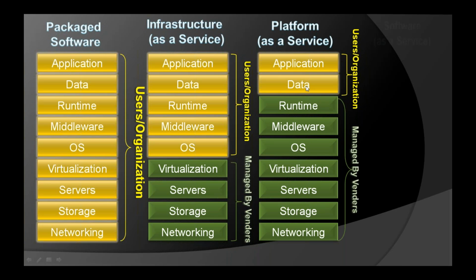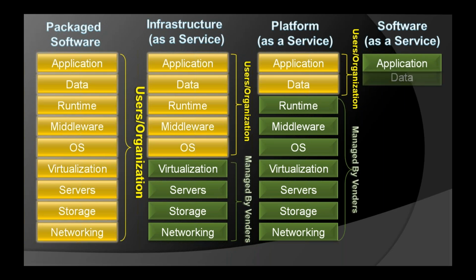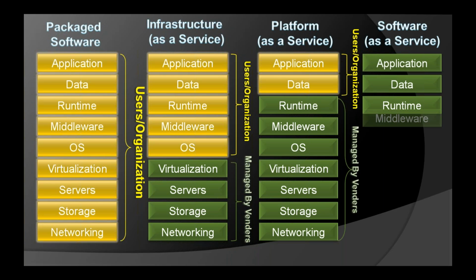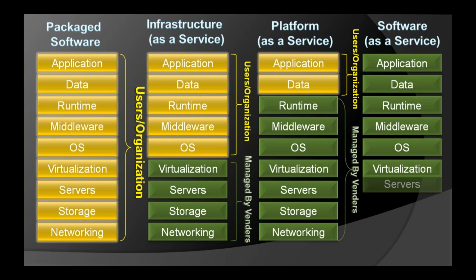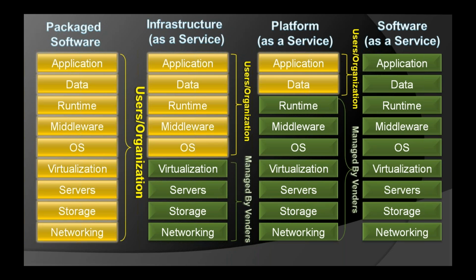Then, at the last, we have software as a service. In software as a service, I have the application, data, runtime, middleware, operating system, virtualization, servers, storage, and network. And what is the difference over here? All of these will be maintained by the vendors only, with no need for the users to interfere.